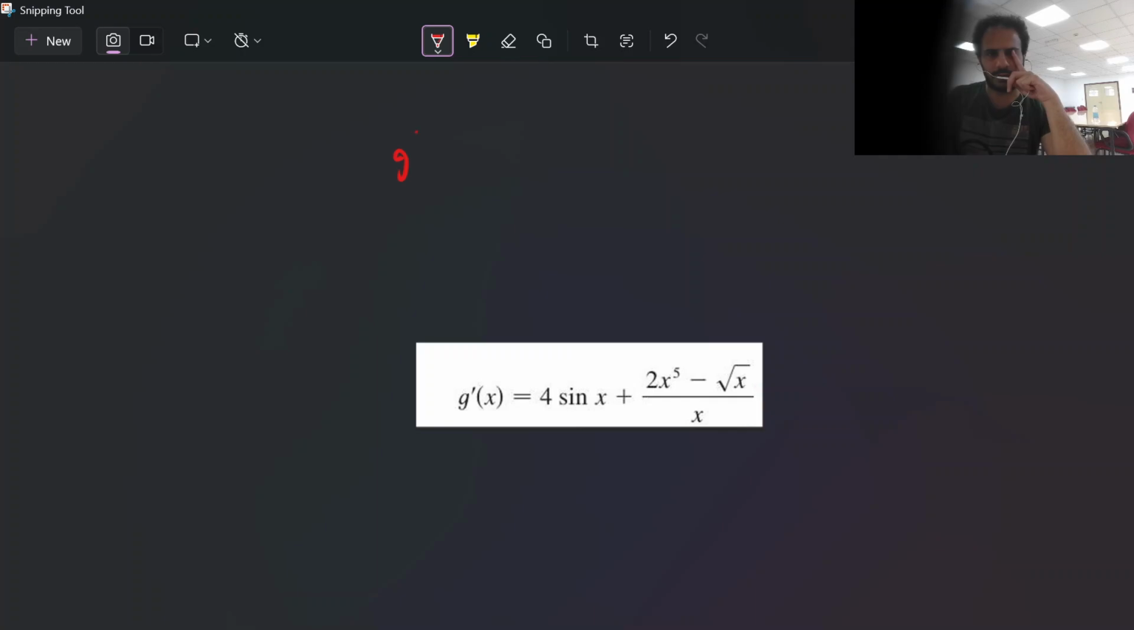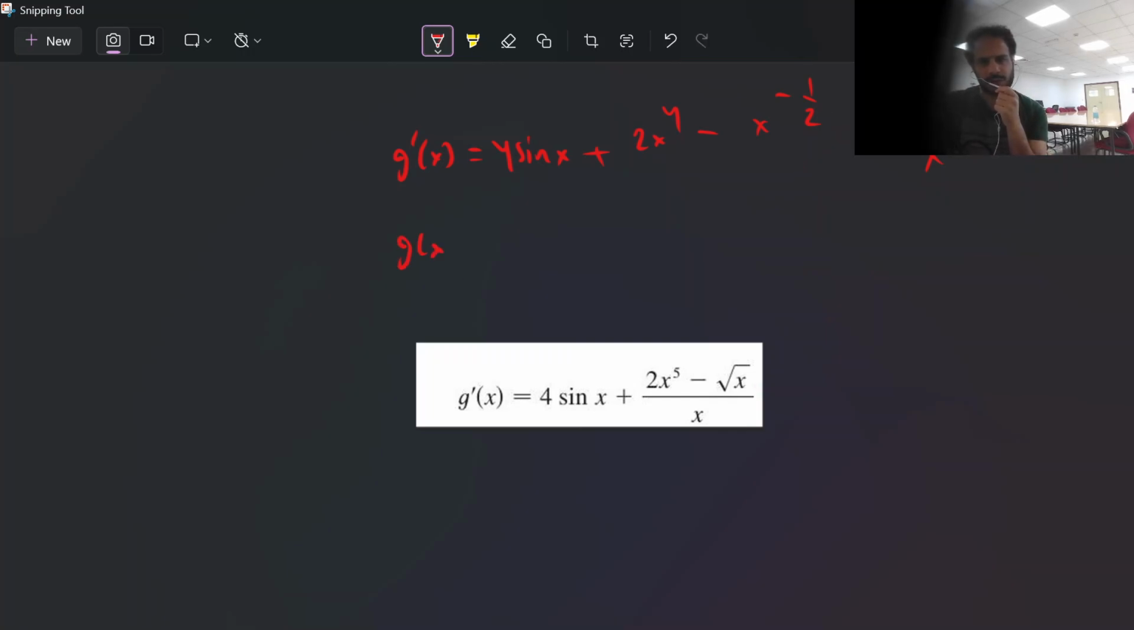So you have g prime of x equals 4 sine x. This is ready, good. But the next one, plus 2x to the 5 over x, it will be 2x to the 4. Then minus x to the half, which is a square root, over x, it will be half minus 1, which is minus half. When you integrate, it's good to write it like this, x power n. So this one here, don't write it as 1 over square root of x. Write it as x to the minus half, x to the n, to make it easy for integration.